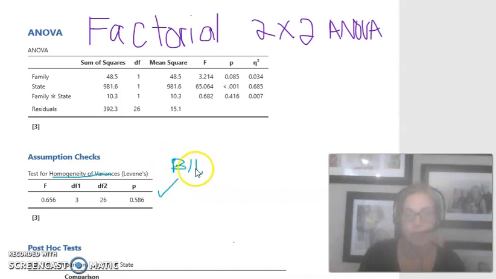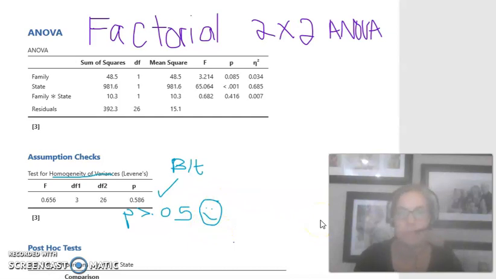I'm just going to remind you of that. And you want P greater than 0.05. P greater than 0.05 means my groups are not too different in terms of their standard deviation or variance. Okay, and so then I want to go ahead and take a look at my results.